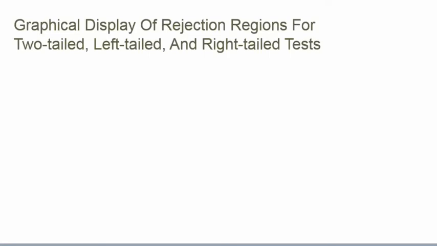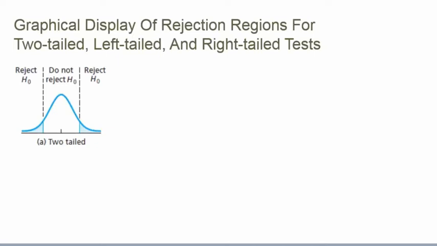Graphical display of rejection regions for two-tailed, left-tailed, and right-tailed tests. Starting with the two-tailed test, we would have a critical value in two spots, a positive and a negative value. The rejection region would be any values to the left of our smaller value or to the right of our larger value. Our do not reject region would be between the two values.